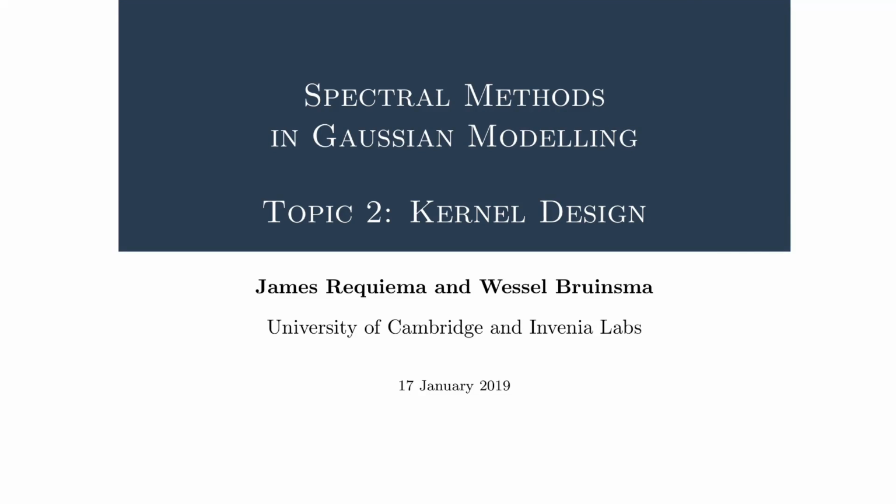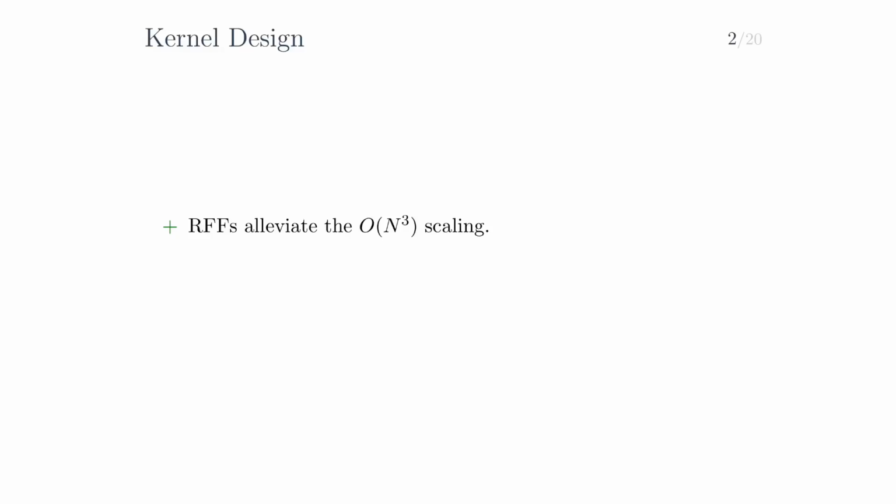Hello and welcome to the second topic of our talk, which will be about kernel design. In the first topic, we encountered random Fourier features, which are a way of alleviating the cubic computational complexity that GPs have by mapping the data to a randomized low-dimensional feature space and applying fast linear methods. Random Fourier features, however, do not help with the choice of kernel.